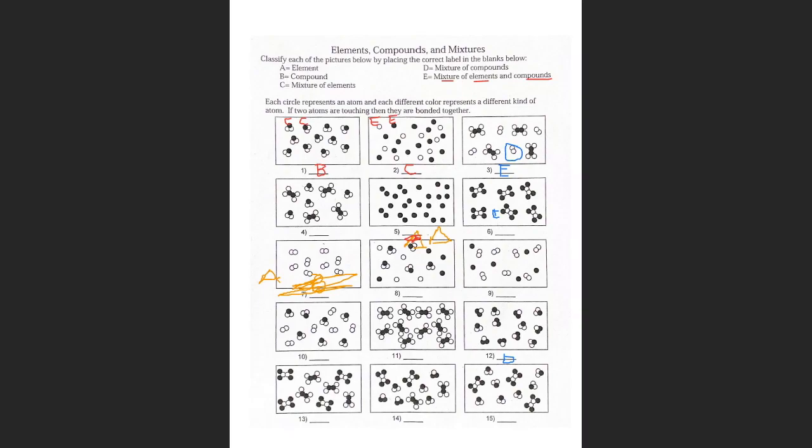D, right? Because this one here does not match that. You have black, white, white. Black, black, white. So two different types of compounds. Yeah, very good. What else? Is this one E? Nine is E.